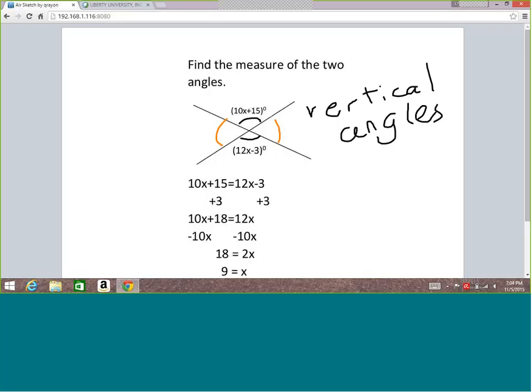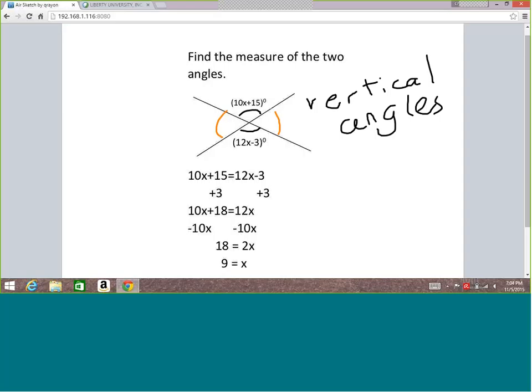So in order to find the measures of the angles, we need to find x. We know that. But in order to find x, I need to have some sort of relationship that I'm using to find x. So I'm going to use the vertical angle relationship to write an equation where those angles are equal to each other. So I have 10x plus 15 equals 12x minus 3. That's how I come up with that equation. Without the equation, it's really hard for us to solve this problem, okay? We need to write that equation in order to figure out x, okay?